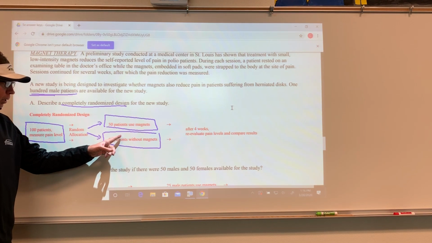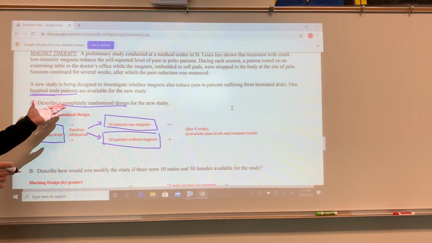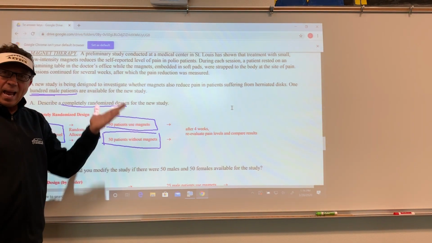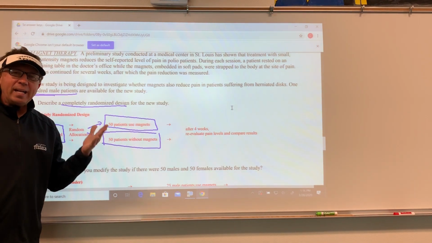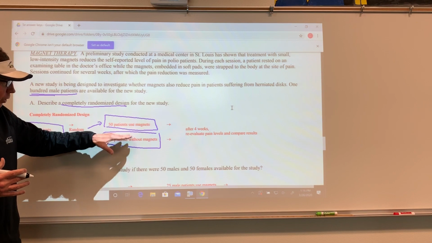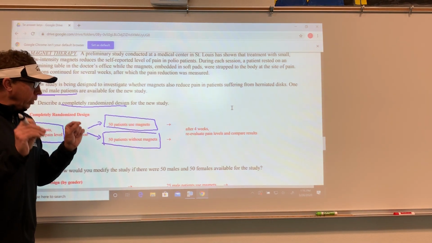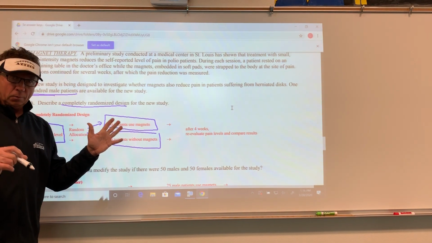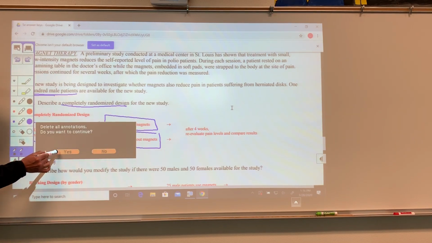These two groups should be equal because, in theory, everybody out of 100 had the exact same pain level that they were managing. They were all 9s out of 10s. So when you split them up randomly, these should be the same groups in terms of pain, and the only difference is one gets magnets and one doesn't. Okay? So that's a completely randomized design.